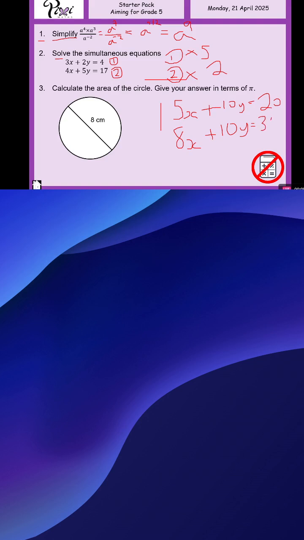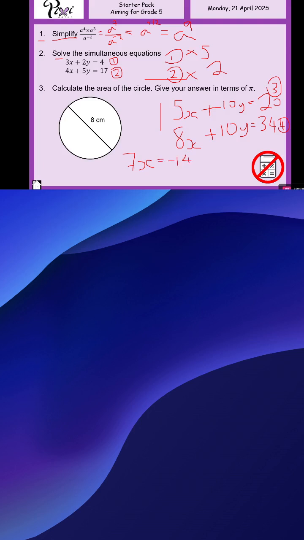So I can now eliminate the y's, because I've got 10y and 10y. If I label this equation 3, and this equation 4, and do equation 3 subtract equation 4, I will get rid of my y's, eliminate them. 15x take away 8x will make 7x. So we're going to have 7x is equal to 20 minus 34, so that will be negative 14.